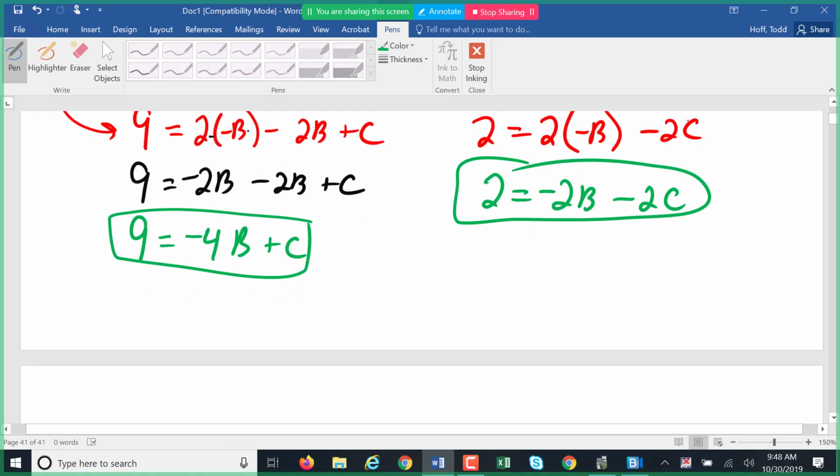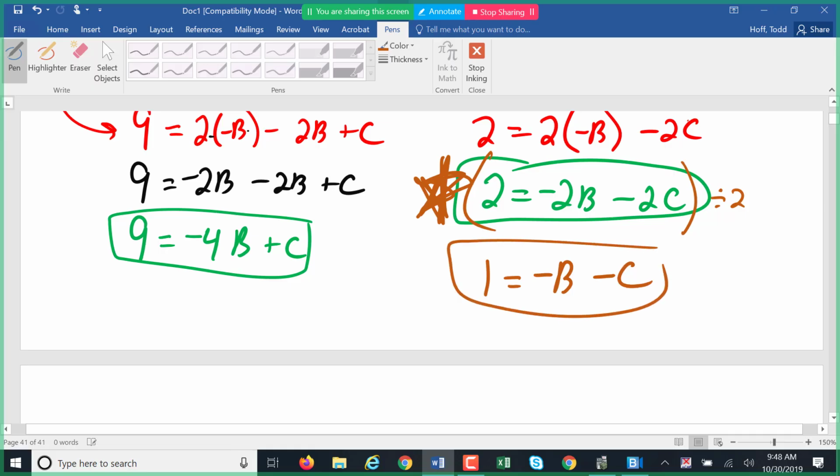Now, in this equation over here, I notice all the coefficients are even. In fact, they're all 2. So I can divide that whole equation by 2 to get that 1 equals negative b minus c. So opposite b minus c. The reason I wanted to do that is now if I add that over here, 1 equals negative b minus c.